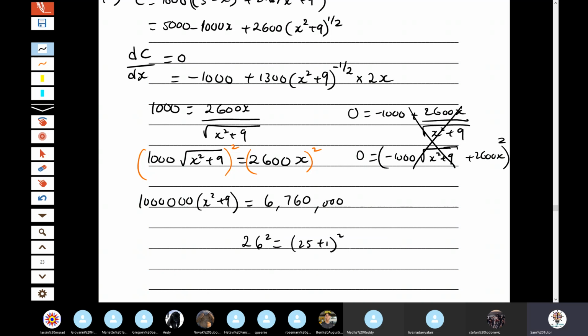How do we do 25 squared, if you're wondering? 2 times the inside is 50, plus 1. So I just did 25 squared plus 51. That's what I did in my head. But how do I do 25 squared?